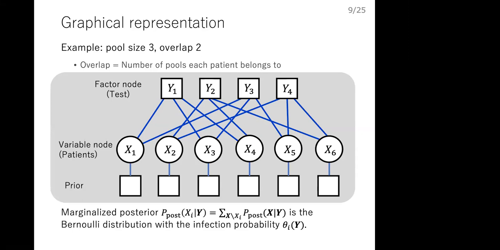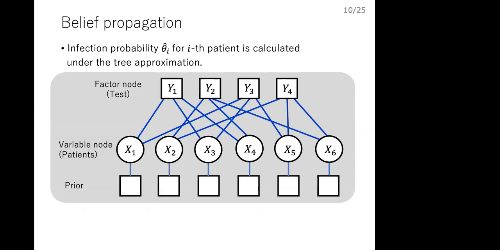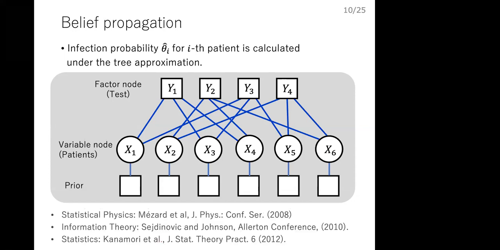As the straightforward computation of the marginal posterior requires an exponential order of sums, we resort to an approximation by belief propagation. In the BP algorithm, the infection probability is calculated under the tree approximation of the graph, and the derived estimates are denoted by hat variable with theta. This method is widely used in various research fields and is applied to group testing problems in the context of statistical physics, information theory and statistics. For details of the algorithm, see the papers cited in our paper.